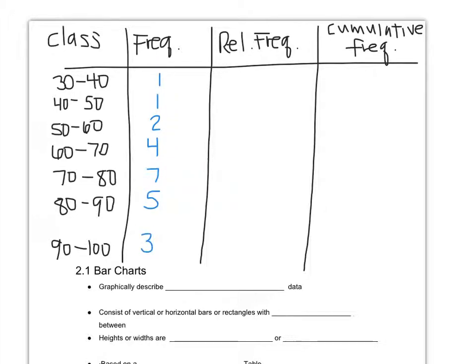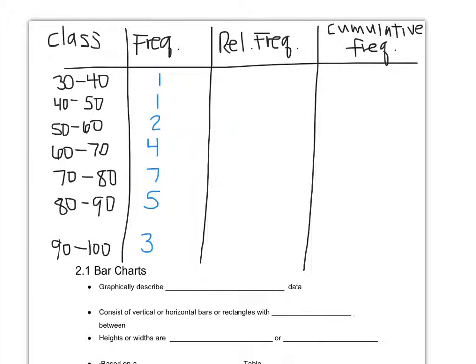All right, we can always double check, make sure we got all of them. If we add up that frequency column, it should total our 23. So if we add that up, 3 plus 5 is 8, plus 7 is 15, plus 4 is 19, plus 2 is 21, plus 1 is 22, plus another 1 is 23. So we got them all.